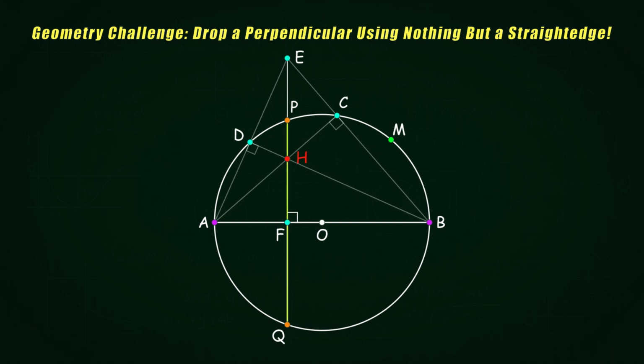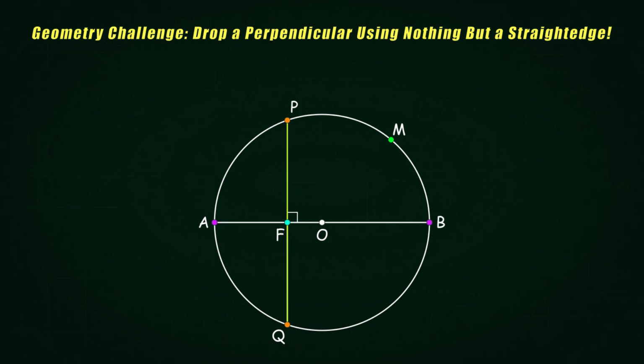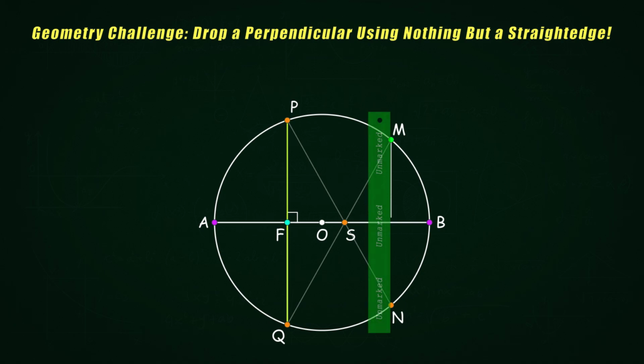To keep things clear, we'll temporarily hide the lines we don't need. Now, join QM, which intersects the diameter at S. Then, join PS and extend it to intersect the circle at N. Point N is actually the reflection of M across AB. So, if we connect M and N, this line will be perpendicular to AB.